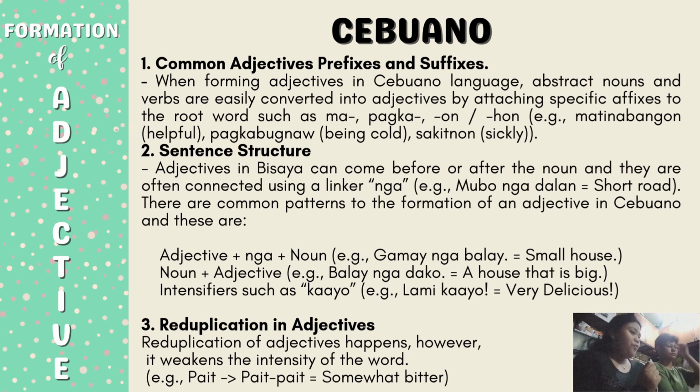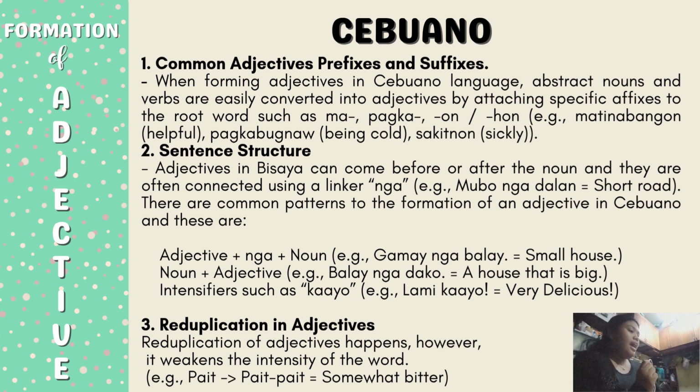So in Cebuano, the process of creating adjectives and adverbs is identical to how we form nouns and verbs because the language follows a consistent agglutinative system. Adjectives are formed by adding specific affixes to roots such as ma, which describes qualities or characteristics, pagka, which emphasizes a noticeable state or condition, and on or hon, which shows a tendency toward a certain trait.